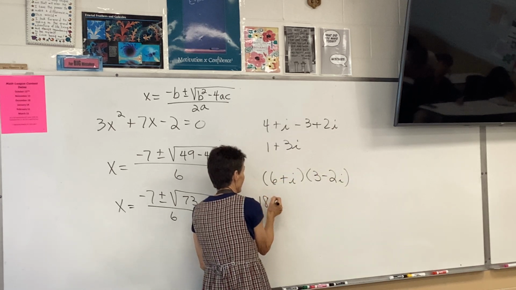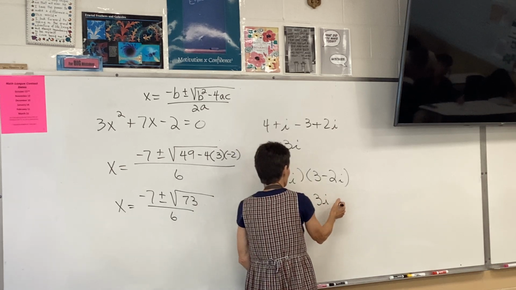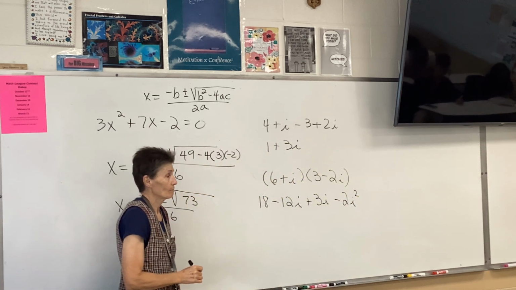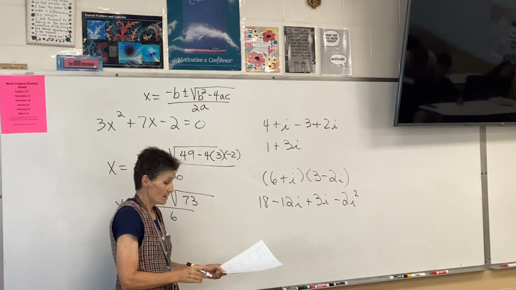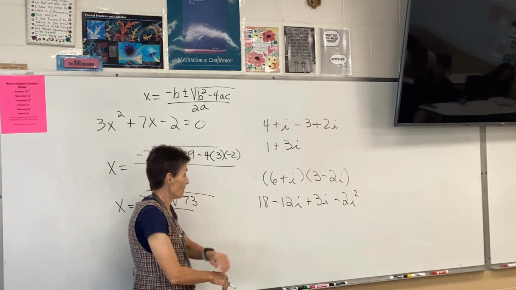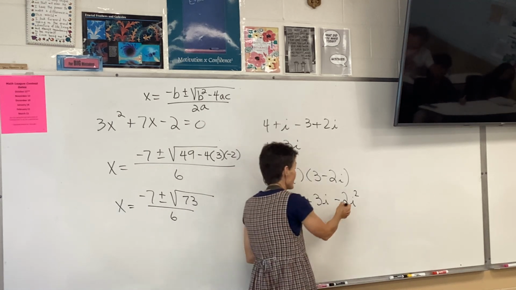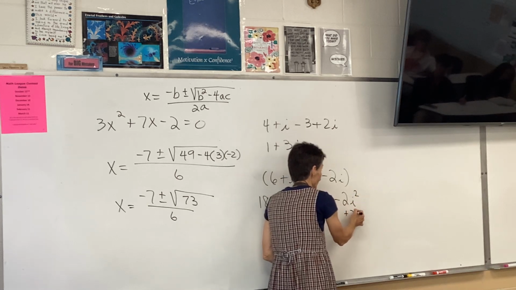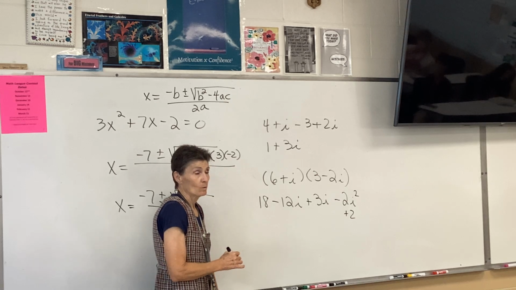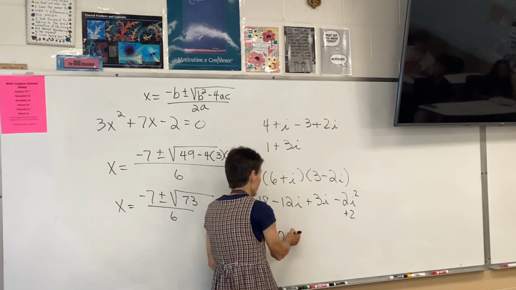First, outside, inside, last. And then we don't get ahead of ourselves, we first foil. And then we remember that i squared is -1, so this actually becomes +2, which can be added to the 18 to get 20, minus 9i.